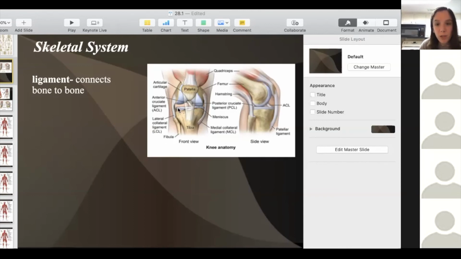And so there's a variety of ligaments that connect the tibia to the femur. You can see on here, again, the ACL, the PCL, MCL, LCL. So these are just various attachment points, and they all do the same thing. They all attach your lower leg bone to your upper leg bone.